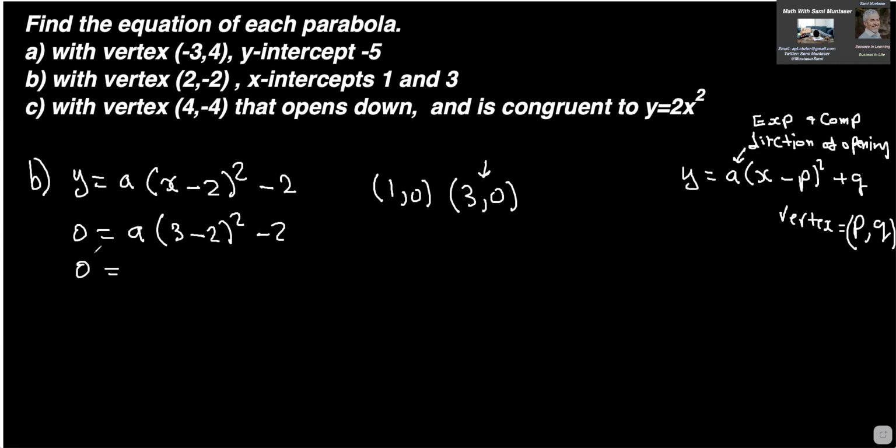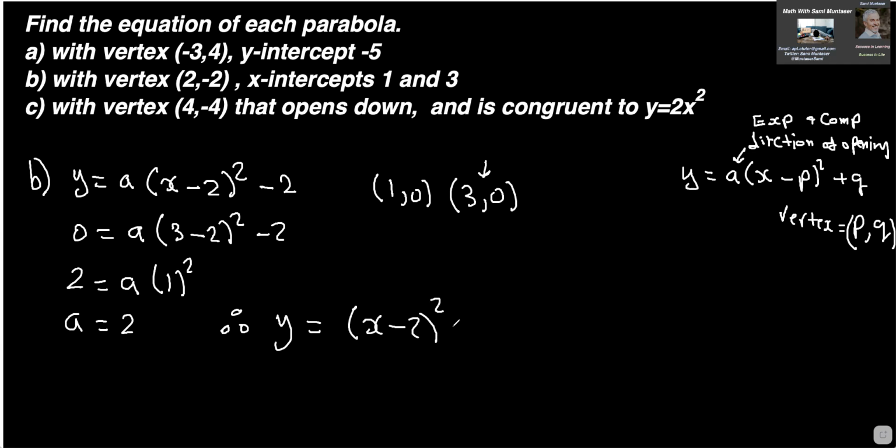As a matter of fact, I'm going to move the negative 2 to the other side right away, and it becomes plus 2, equals A. And 3 minus 2 is 1. 1 squared is 1. And therefore, A here would equal 2, and therefore my equation is y equals 2(x minus 2) squared minus 2. And that's the answer for B.